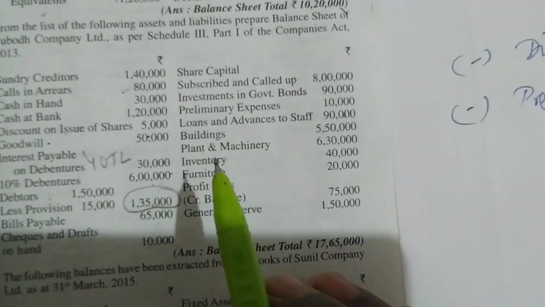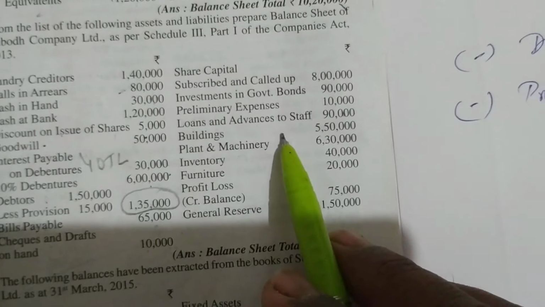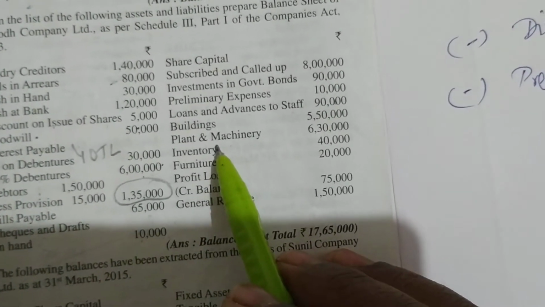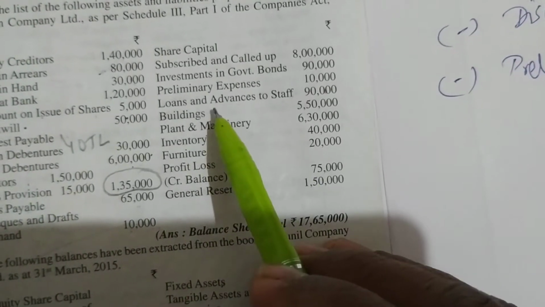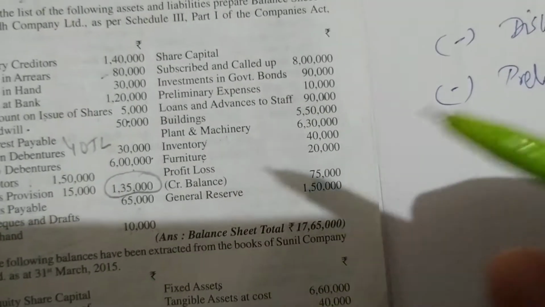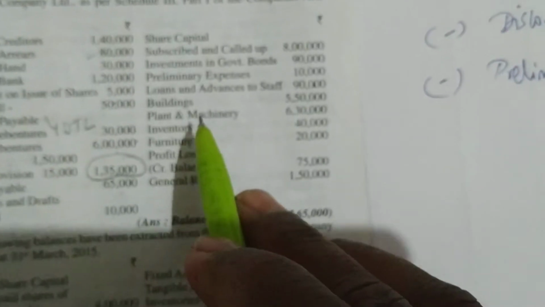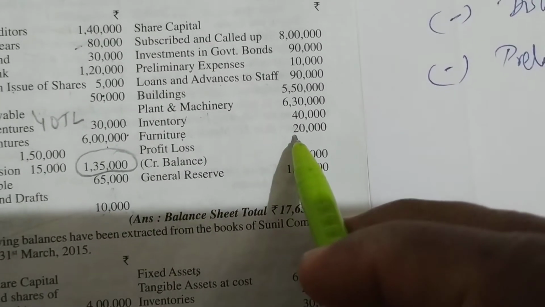Next, we are having building. We know building and plant and machinery, both we have to write under tangible assets. Okay, next, inventory. We know where to write inventory. Next, furniture also. So with building, plant and machinery and furniture, you have to prepare one more working note for tangible assets. First is building 5,50,000, plant and machinery 6,30,000, and furniture 20,000. Inventory you write directly under inventory.